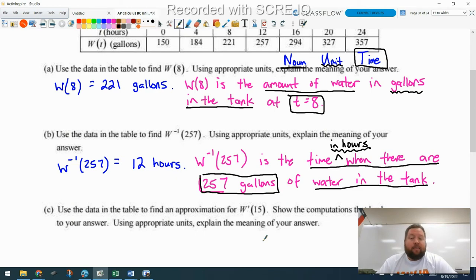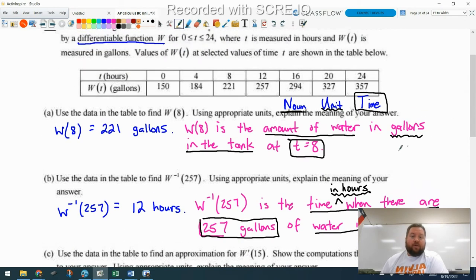Use the data in the table to find an approximation for W prime of 15. Show the computations that lead to your answer. Using appropriate units, explain the meaning of your answer. All right, so we have gone over what a derivative is at this point. A derivative is a slope. So this is asking what is an approximation for the slope at t equals 15. So if you go up to your table, you're not going to see t equals 15 up here. That's okay. T equals 15 falls right here.